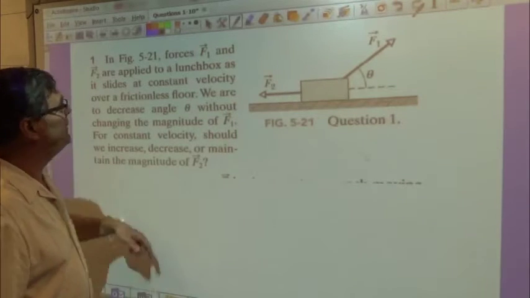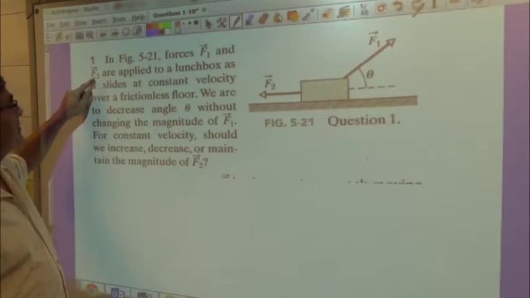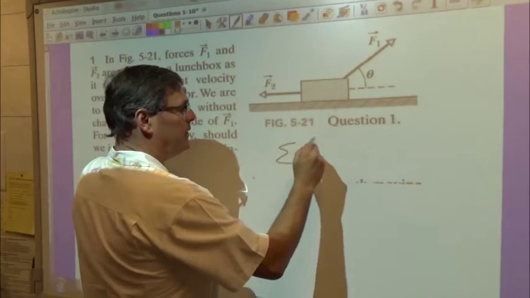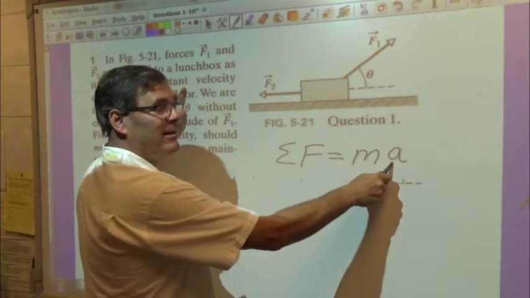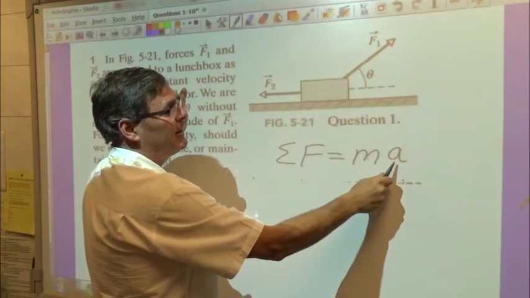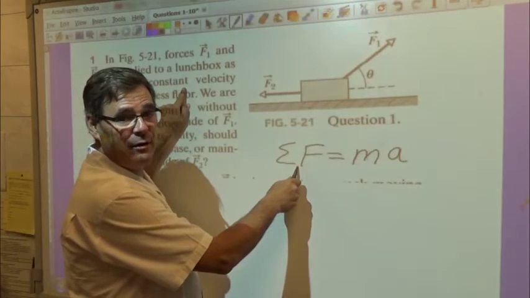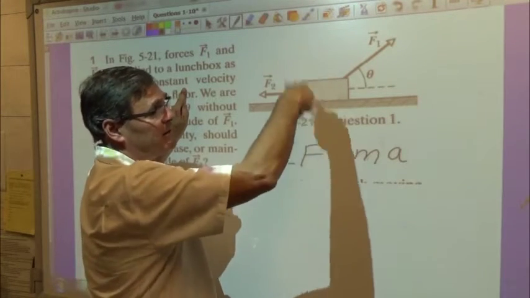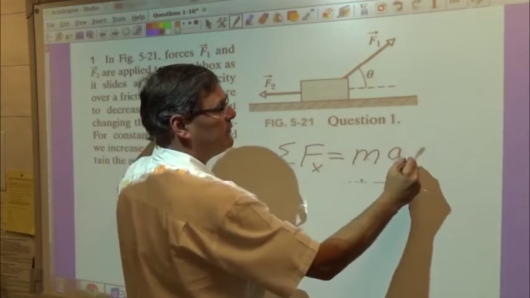In question 1, they tell us forces F1 and F2 are applied to the lunchbox as it slides at constant velocity. If we look at Newton's second law, F equals ma, constant velocity is 0 acceleration. So that means that if the acceleration is 0, the sum of the forces have to add to 0 in both the x direction and the y direction.